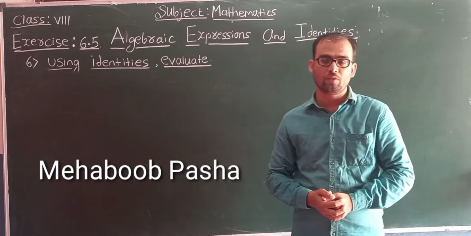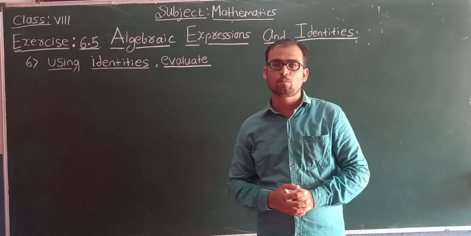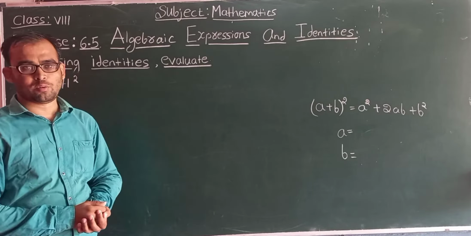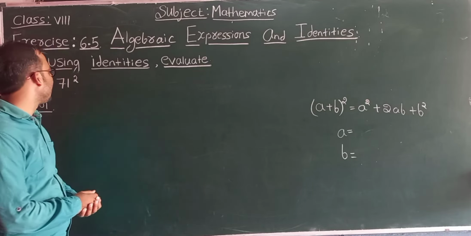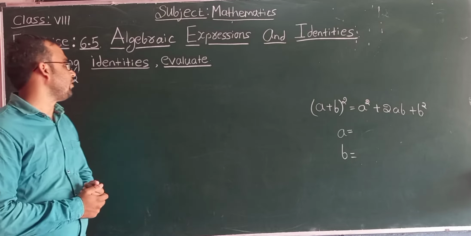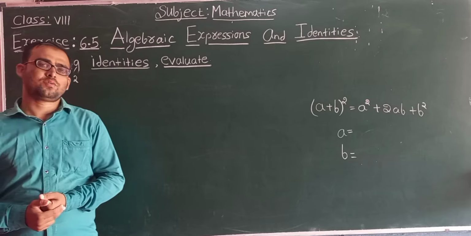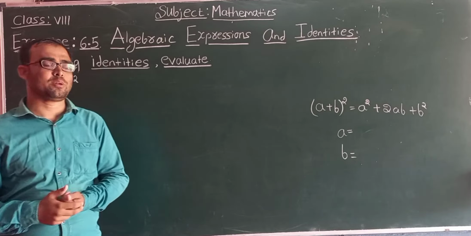In this session, we will continue with the problems of Exercise 6.5 of algebraic expressions and identities. Students, let us continue with the problems from the sixth question. Here they have given: using identities, evaluate. So what do we need to find? We need to find the value of the given expressions using the suitable identity.